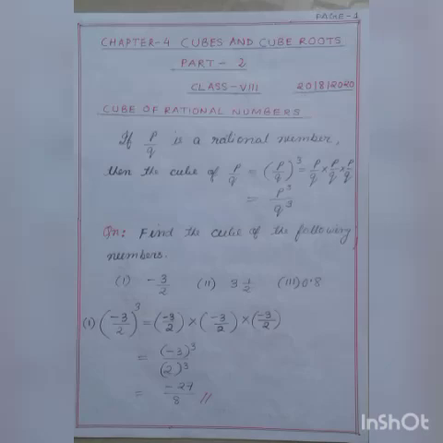This is part 2 of chapter 4, cubes and cube roots. Today we shall discuss the cube of rational numbers. If p by q is a rational number, then the cube of p by q is equal to (p by q) whole cube, equal to p by q into p by q into p by q, equal to p to the power 3 divided by q to the power 3, or p cube by q cube.